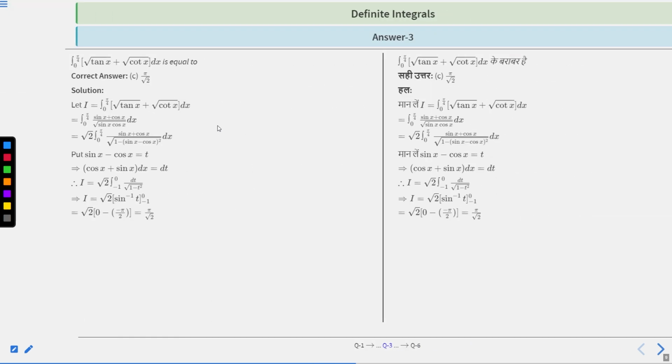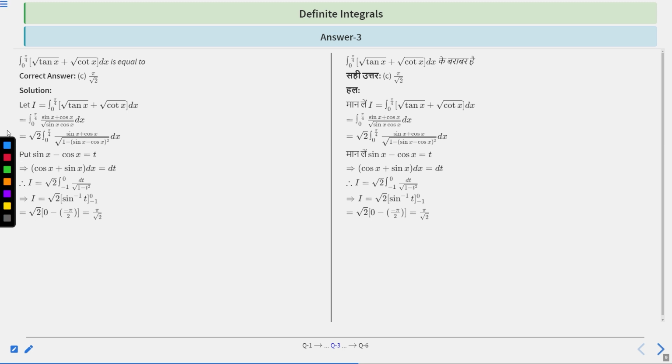Okay, let's move to the solution part. Let I be the integral from 0 to pi by 4 of root of tan x plus root of cot x dx. Now you can write cot x as 1 by tan x, or you can convert tan x and cot x into sin x and cos x. Therefore, let's write tan x as sin x upon cos x, and cot x as cos x upon sin x. Therefore, I is equal to the integration from 0 to pi by 4 of (sin x plus cos x) upon root over sin x into cos x dx.